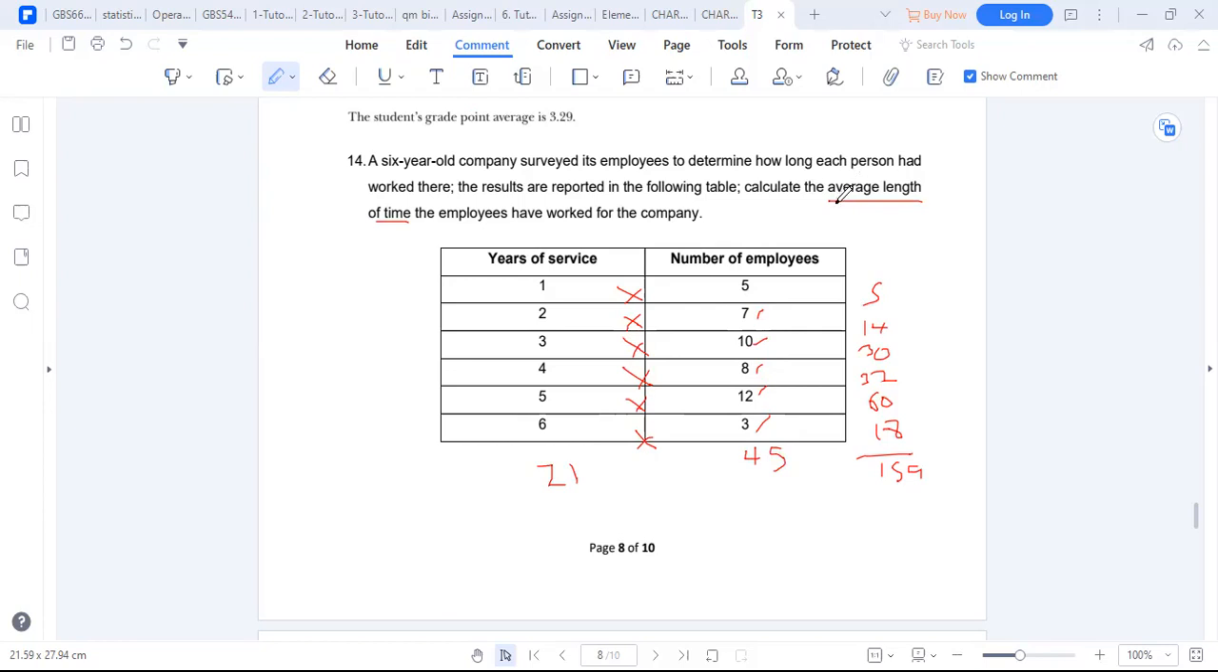So help me from what I've explained. We're being asked to calculate the length of time. What are we going to divide this 159 with? By 21 or by 45? By 21. Yeah, because this is length of time. This is time. Length of time is 21. So we're being asked to calculate the length of time. So are we going to divide this by 21 or by 45?